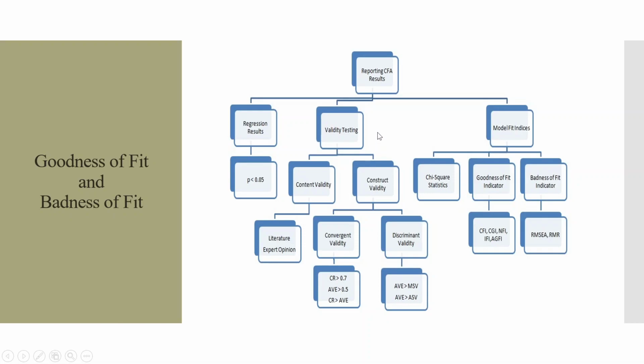In my previous video, we had discussed that in validity testing, we are testing the construct validity, which is again divided into the convergent validity and the discriminant validity. In convergent validity, the composite reliability should be greater than 0.7, AVE should be greater than 0.5, composite reliability should be greater than AVE. In discriminant validity, we are talking about AVE, that is average variance extracted, should be greater than maximum shared variance, and AVE should be greater than average shared variance. This we have already discussed.